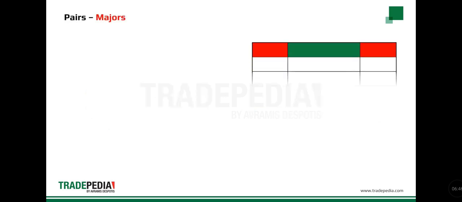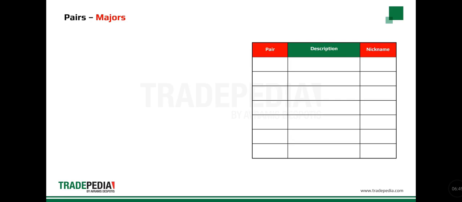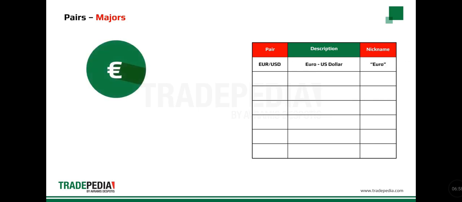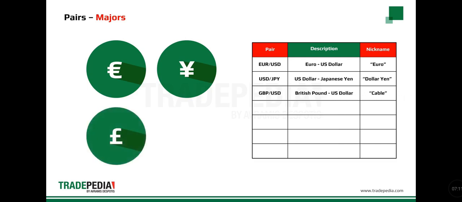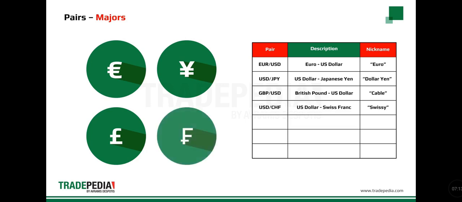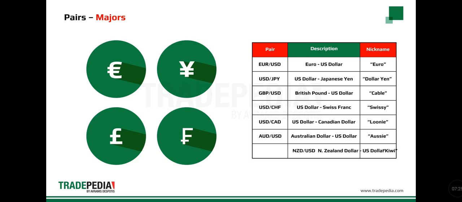The 7 most traded pairs of currencies in the world are called the majors. Majors have the US dollar as one of the currencies in the pair, and they are usually referred to with their nickname. Euro against the US dollar, known as the euro. US dollar against the Japanese yen, known as the dollar yen. British pound against the US dollar, known as cable or sterling. US dollar against the Swiss franc, also called Swissy. US dollar against the Canadian dollar, or loonie. Australian dollar against the US dollar, or Aussie dollar. New Zealand dollar against the US dollar, known as Kiwi.